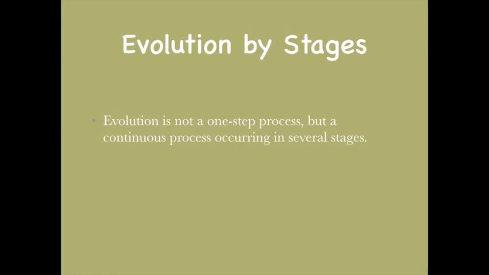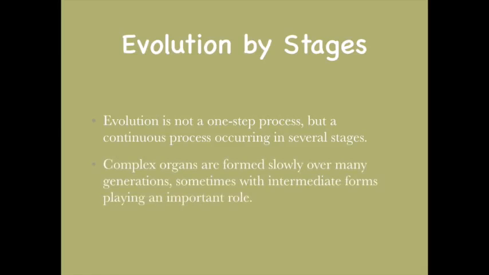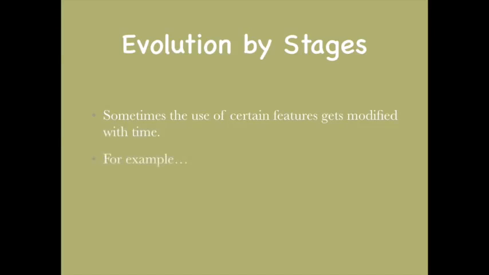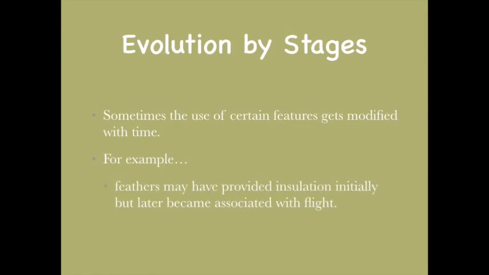Now, let us study evolution by stages. Evolution is not a one-step process, but a continuous process occurring in several stages. Complex organisms are formed slowly over many generations, sometimes with intermediate forms playing an important role. Sometimes the use of certain features gets modified with time. For example, feathers may have provided insulation initially, but later became associated with flight. Note that, it's very interesting.